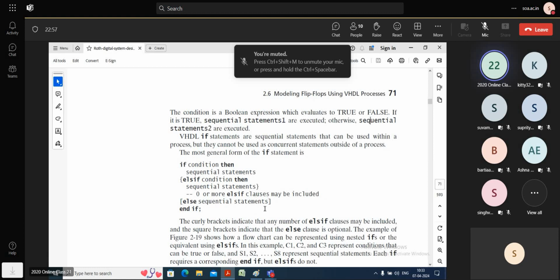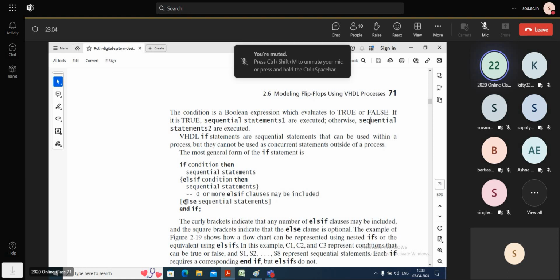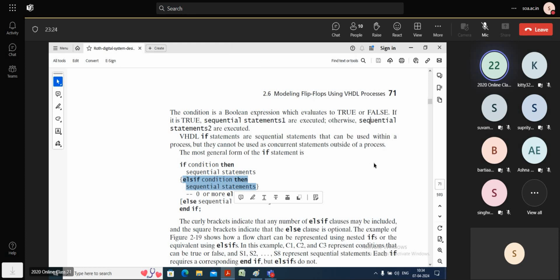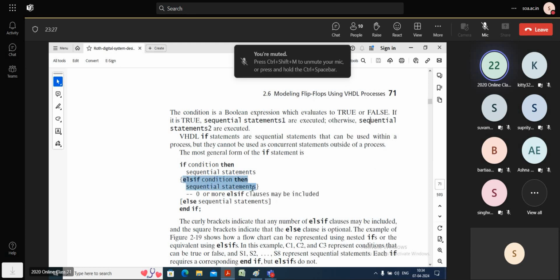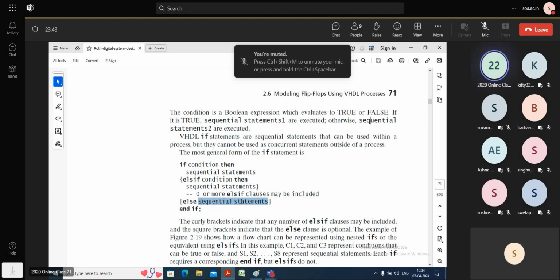Then you can see within the square bracket we have written else sequential statements. This is again optional. If you have an else if ladder, then this else will come. Otherwise, it is the simple if and this is the end of if. If the else if ladder is there, it will appear one or more number of times. If that is not there, this will not appear. Else sequential statements means that if all the above conditions are not satisfied, then the else part will be satisfied, and these sequential statements will be executed.